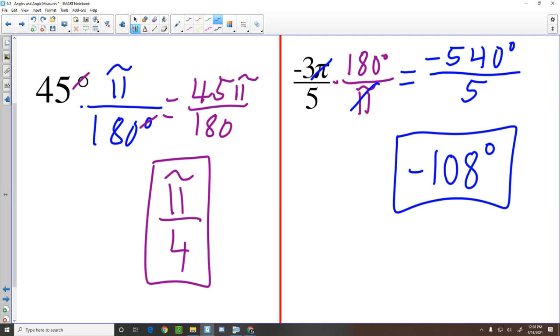Oh, that's wonderful news. Very cool. So that's converting between radians and degrees. And that is actually learning target 9.2, which you will be assessed on. Give me a thumbs up if you think you can handle this on the test on Friday.